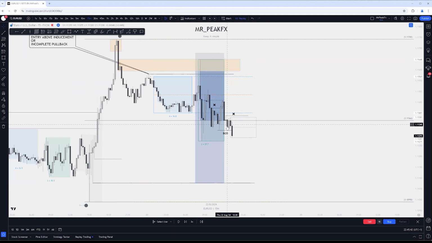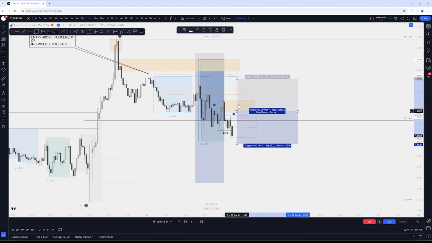High, low, incomplete pullback, a new low. And this is happening around New York. So I want to risk an entry here. So I actually risked an entry there. And I wanted to see if New York could give me entry to follow it down.